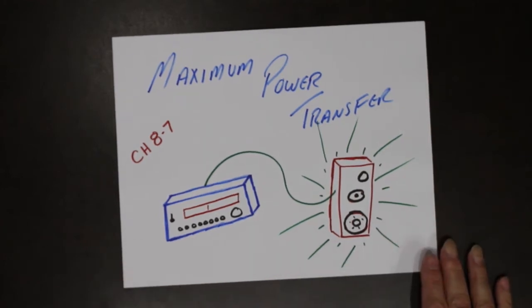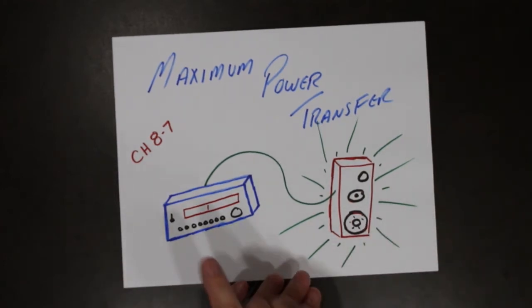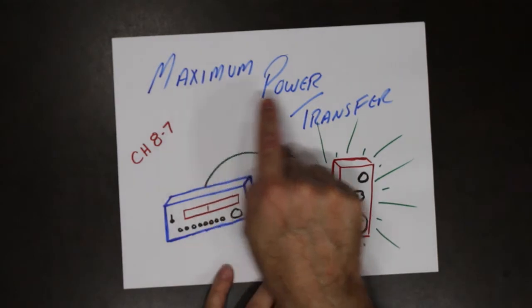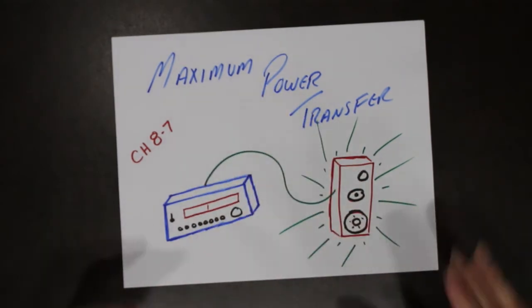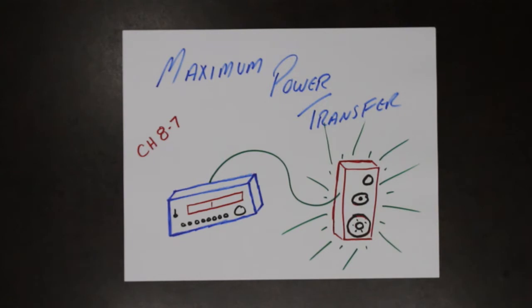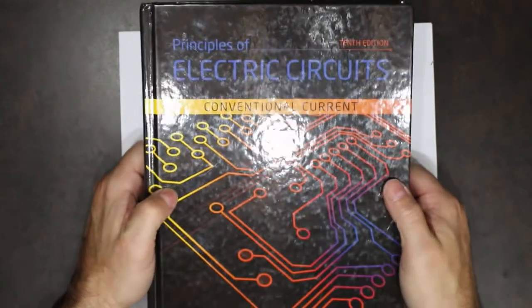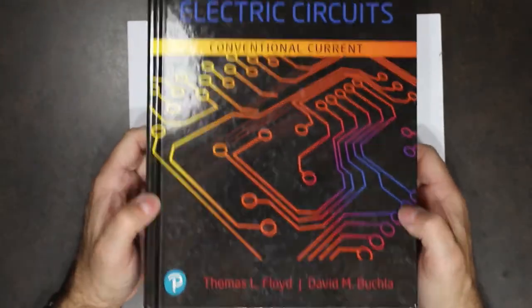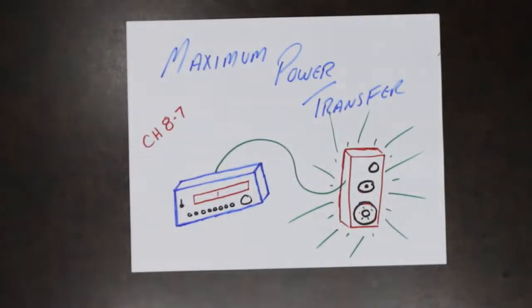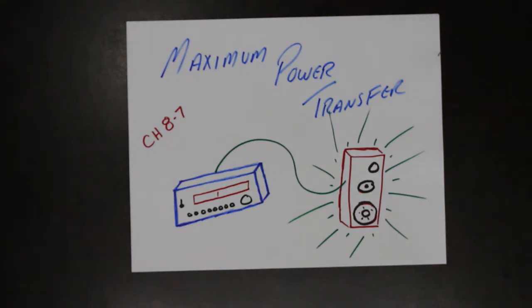Today what we're going to be talking about is a theory referred to as the maximum power transfer theorem. And over the next few weeks we'll be looking at a number of different theories, starting with this one. So again, this is maximum power transfer. Information can be found in our textbook, Principles of Electric Circuits, Buchla and Floyd 10th edition, chapter 8-7, if you're looking for it.